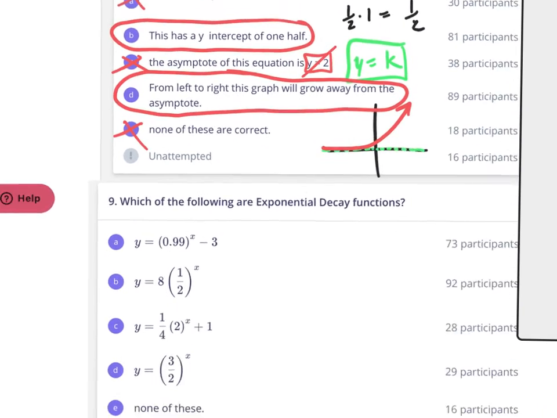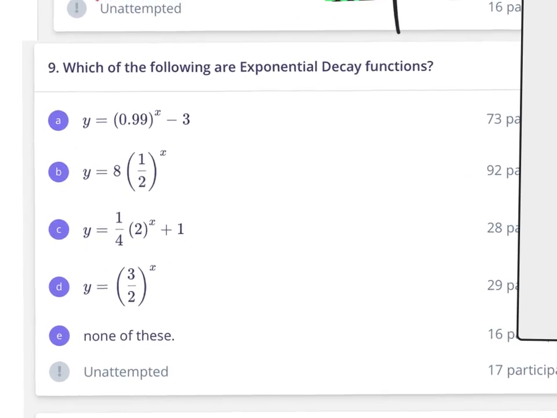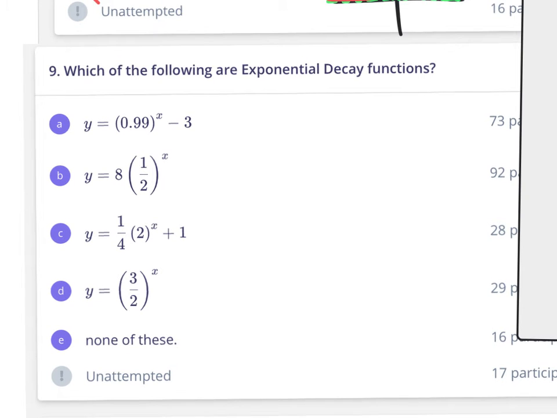Moving on to number 9. Ladies and gentlemen, we've been talking that the growth or the decay will be determined by your B value, the value that's your base. If your base is greater than 1, it will grow. If the base is less than 1, it'll decay. So it's saying which of the following are exponential decay functions?